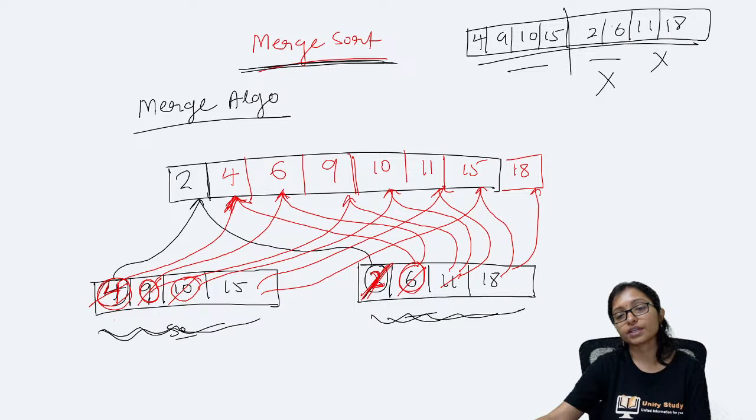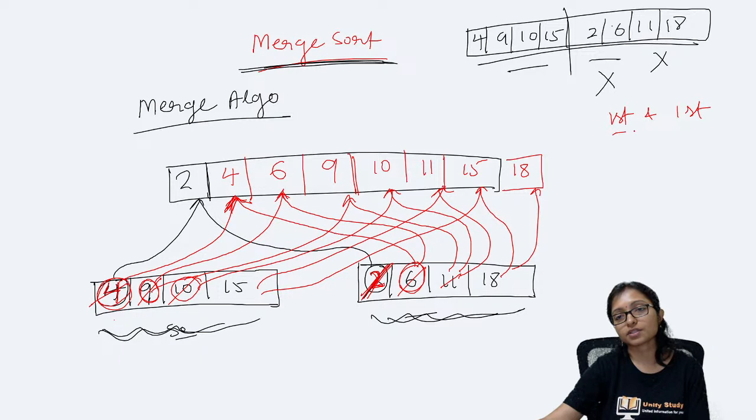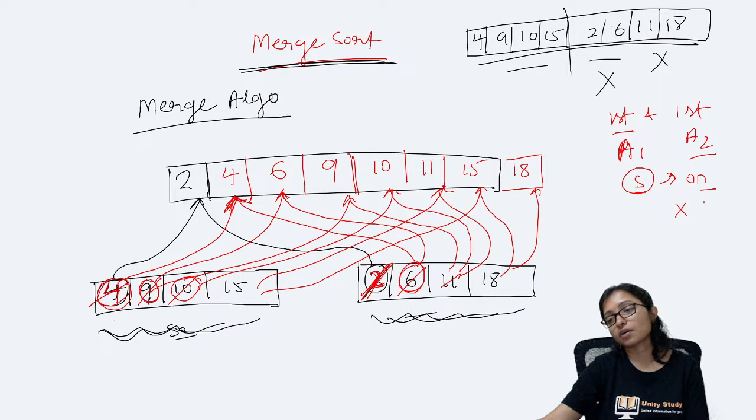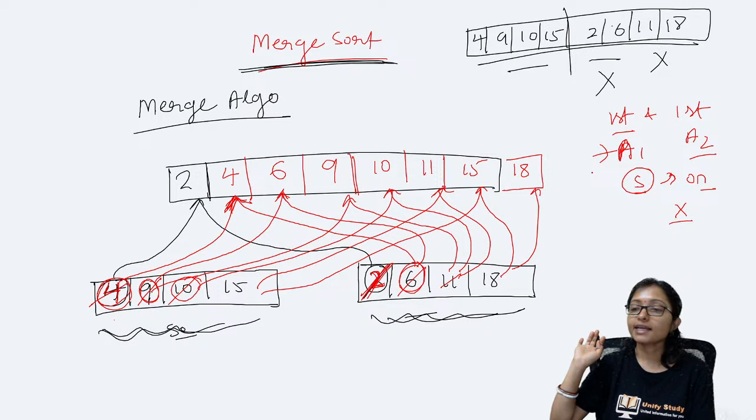Clear? Always we are doing comparison with the first element and the other first element. The first element of array 1 with the first element of array 2, comparison will be done. Which one is smaller, place it into the origin and delete it from the source. Again, do the same comparison between them and your process will be over. Is this clear to everyone?